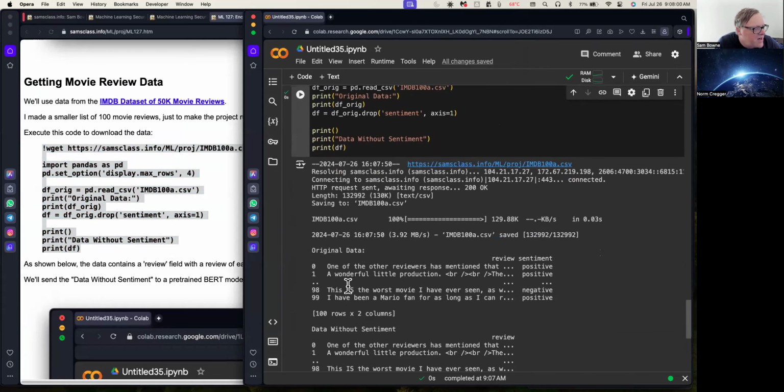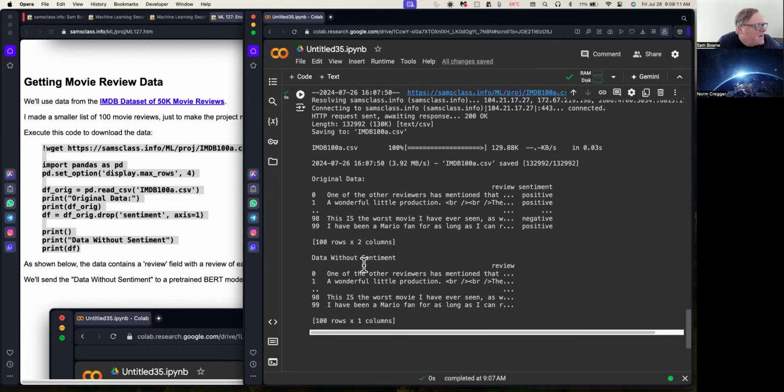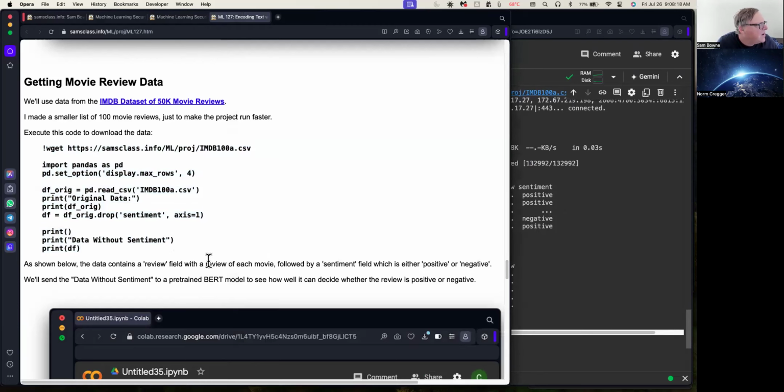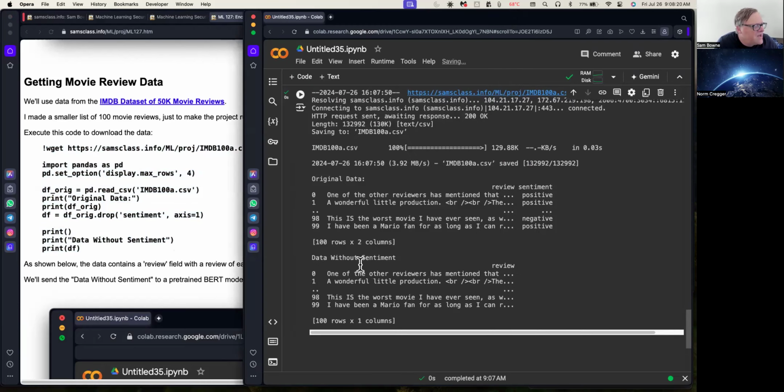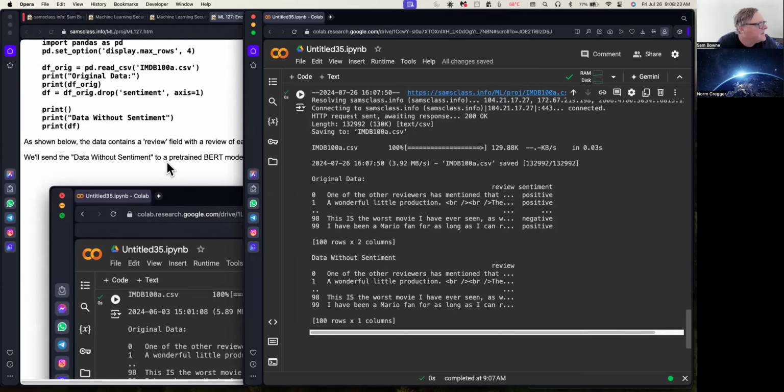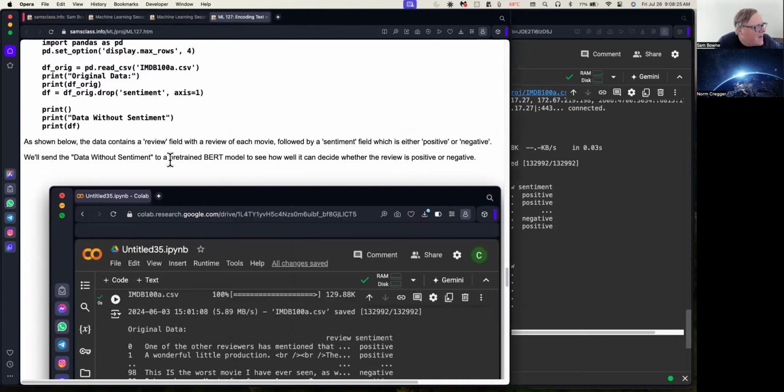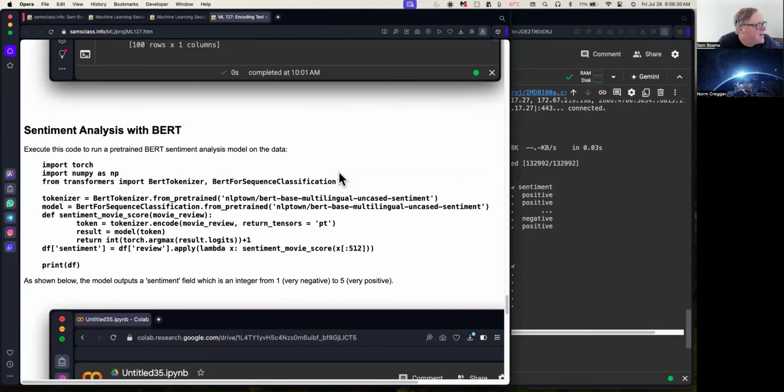So here you see the original data. This is the start of a long movie review. One of the other reviews said this, a wonderful little production. This is the worst movie. I've been a Mario fan. So that's the original data. And then it tells the sentiment is here, positive, positive, negative, positive, which I think, all right. And then here's the data without the sentiment. And so we're going to send the data without sentiment to a pre-trained BERT model to see how well it can tell positive from negative reviews. And that's what this does.